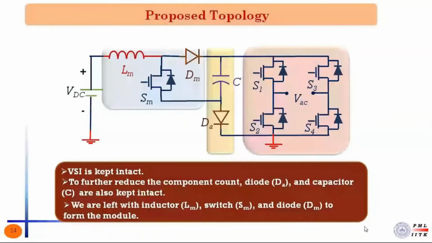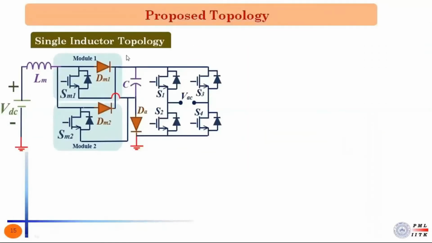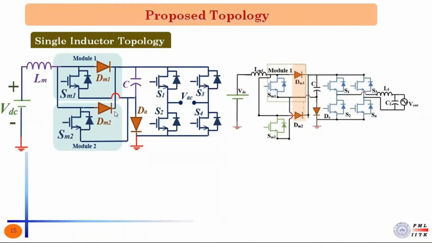This is a single inductor topology where the switch SM1 and the diode DM1 are connected to form one module, and two such modules are connected in parallel. Now, if we have a closer look into this topology, then in one of the operating states, the diodes DM1 and DM2 get connected in parallel. So this is not a feasible operating state. This makes the entire single inductor topology infeasible.